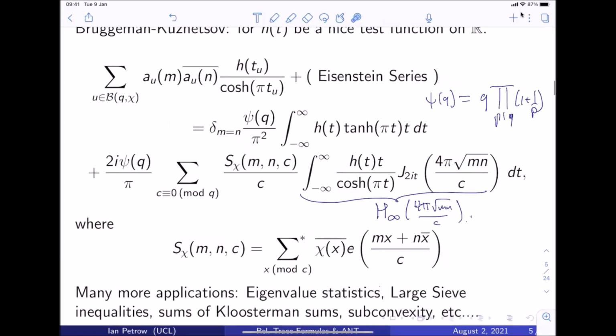Okay, so the Kuznetsov formula has many more applications actually than the classical Petersson formula. You can study eigenvalue statistics of Maass forms or large sieve inequalities. And one of the main important features is that these integral transforms that show up on the right-hand side of the formula can actually be inverted. So we can study sums of Kloosterman sums in terms of sums of Fourier coefficients of Maass forms. So there are many applications of this spectral interpretation of sums of Kloosterman sums. But again, that's a subject of a different talk, so I'll leave that aside.